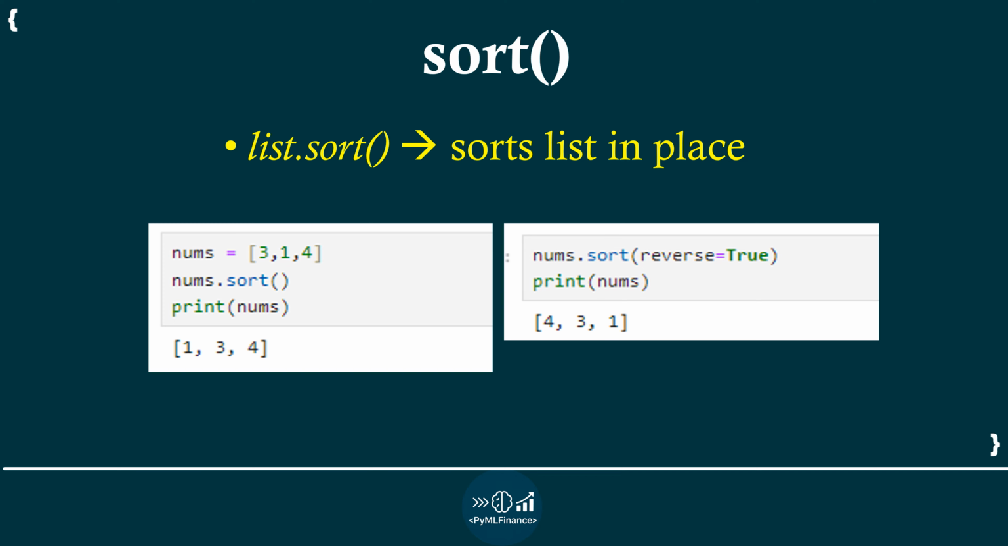Now if you want to sort the items of the list, you have a built-in method called sort. You can simply sort the items in ascending order. If you do sort on nums 3, 1, 4, it is sorted in ascending order. Now if you want to sort the items of the list in descending order, you have an attribute within the sort method, that is reverse. By default, reverse is False, so you can simply say reverse equal to True, and Python will arrange the items in descending order.